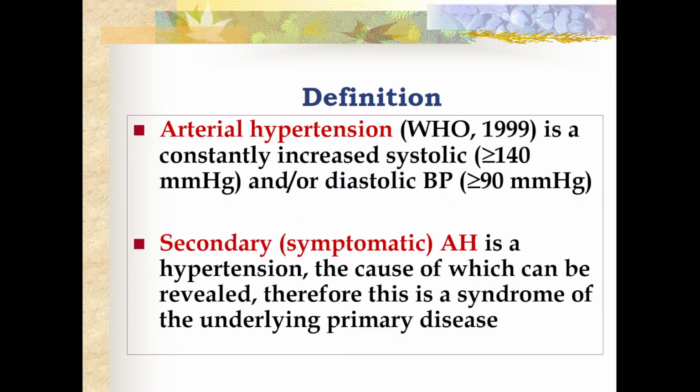Arterial hypertension is a pathological condition characterized by constantly increased systolic blood pressure, more than 140 millimeters of mercury, and or diastolic blood pressure, more than 90 millimeters of mercury, which we can reveal not less than 3 times during 4 weeks.